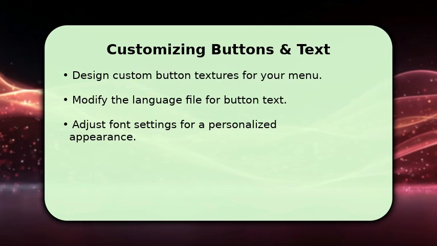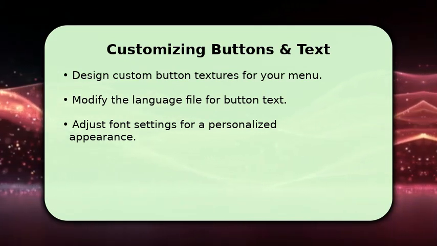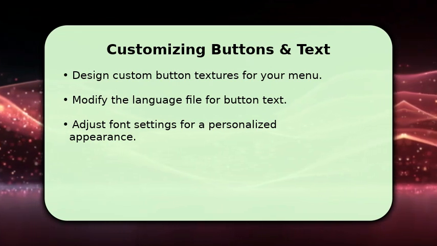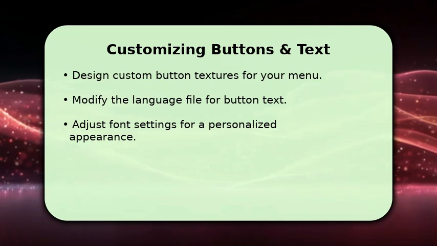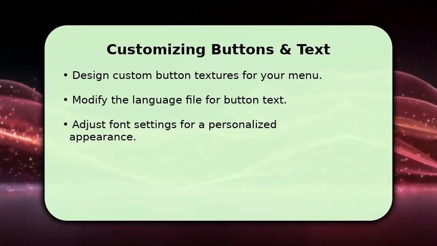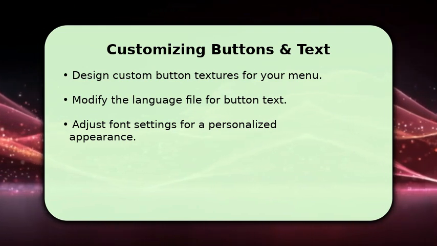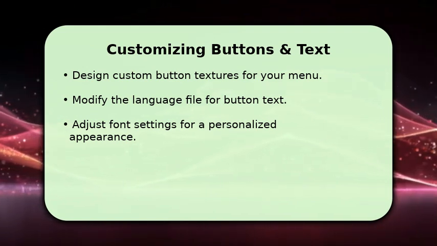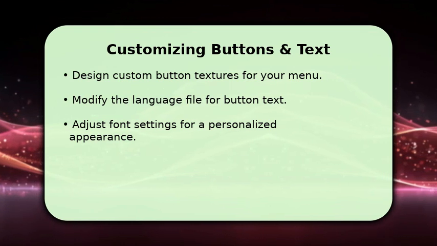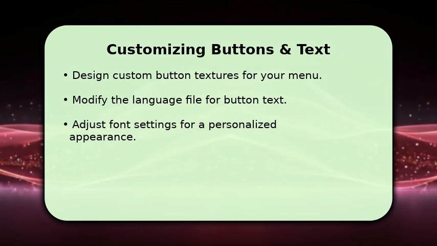You can create custom textures for buttons like single player or multiplayer. These textures should be placed in the assets/minecraft/textures/GUI/widgets folder. For changing the text on these buttons, you'll need to edit the language file, typically en_us.json, found in assets/minecraft/lang. Here, you can redefine the text strings associated with each menu item, giving your menu a truly unique feel.